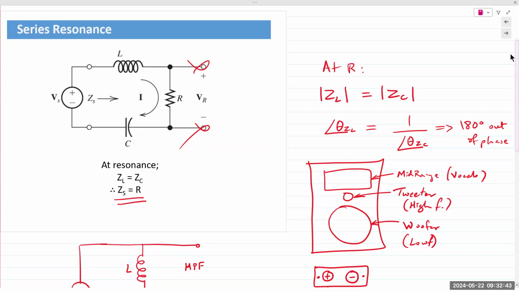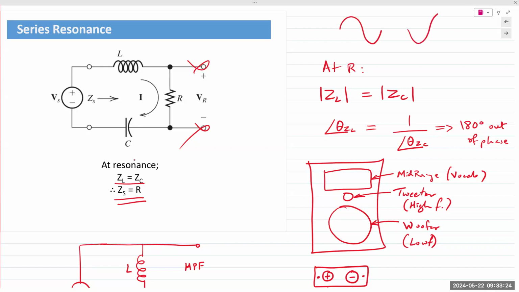At one particular input frequency, the impedance of the inductor and the capacitor are exactly the same in magnitude, but the phase is exactly opposite. This is a series circuit, right? So the current is the same. That means the reference point for the inductor and the capacitor is exactly the same. So the impedance of the inductor and capacitor is out of phase by exactly 180 degrees, and so when you add them up, something like this.